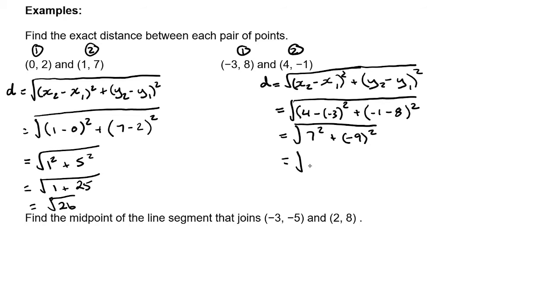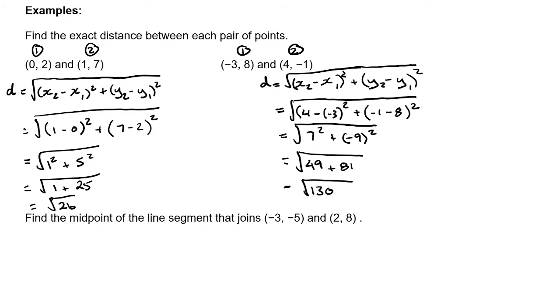So now we have 49 plus 81, which gets us to 130 units. Now there are some things we can do when we have square roots that don't calculate nicely to whole numbers. This is not the time for that. We'll do that at another time.